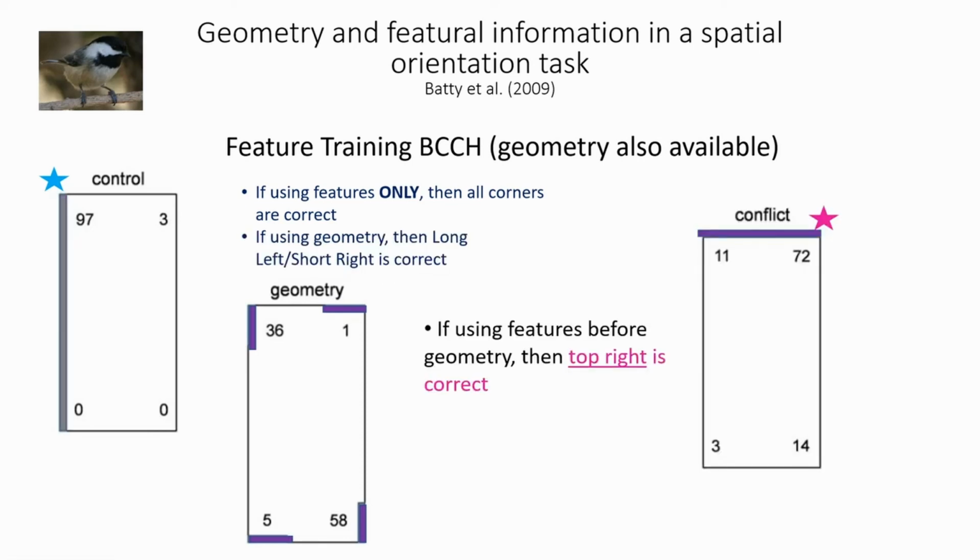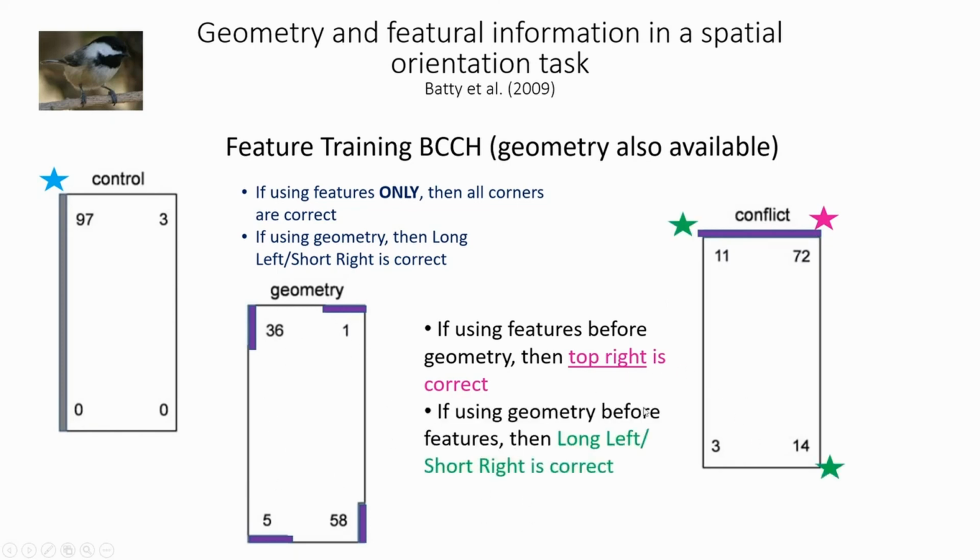So what happens if we set up a conflict? This is what they had been trained on, where they had the purple wall here, and this was the correct corner, but then we adjust it, and they're tested in a room where the purple wall is actually a short wall, and it's in a different location. So if the birds were using features, if they preferred to use feature over geometry, then this top right corner would be correct. And we actually do see more searching in that corner. So they are still using feature cues in this situation, even though we didn't see that here.